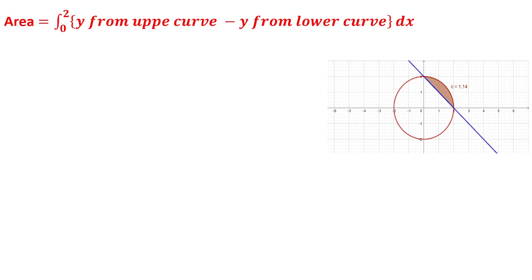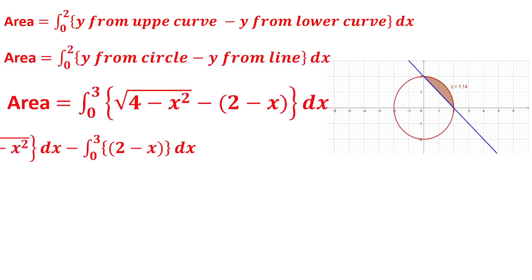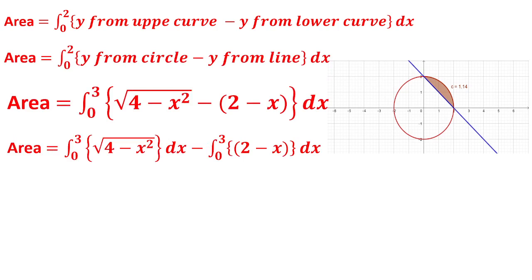But it is y from the upper curve minus y from the lower curve. When you find the region enclosed by the circle, you will get all the area in the first quadrant. Minus y from the lower curve, you will get all the area below the line. Then what will happen? You will get the shaded area when you subtract. This is the idea. Therefore, y from the circle, all of you know the equation. I am splitting it into 2 for my convenience.